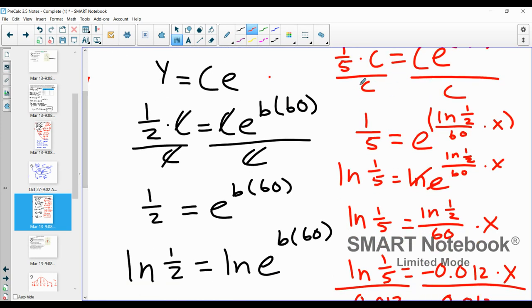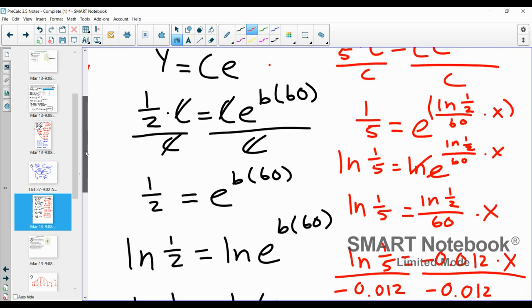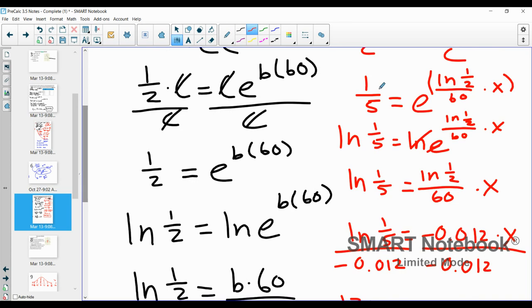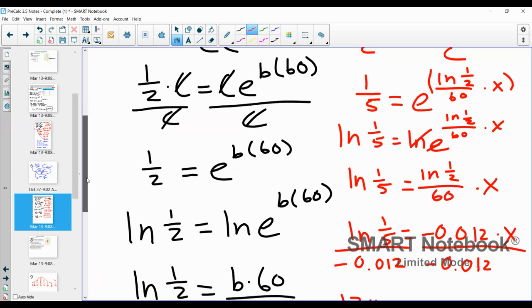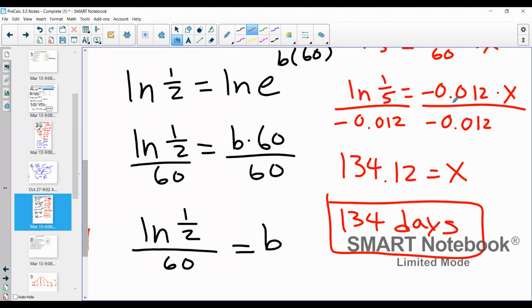As I kept working it, I divided again both sides by C because I could. There's a C here and a C here attached by multiplication. I can divide them both. I ended up with this here. Then I was able to take the natural log of both sides. The natural log got rid of the e and brought down the exponent. And I continued to solve until I got to a value for x, which was 134 days.